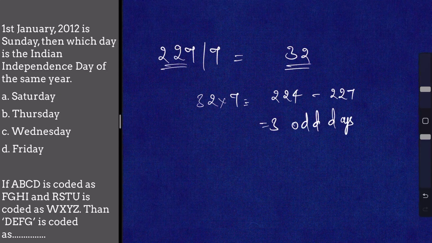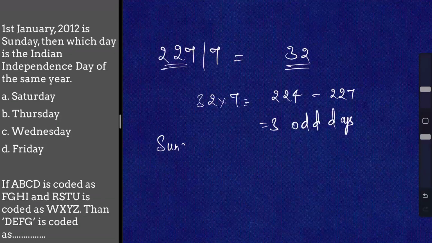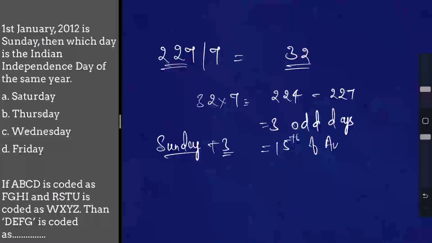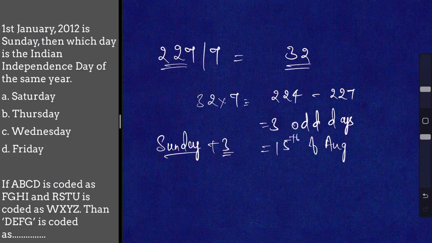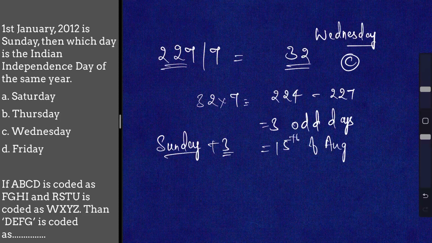Now let's go back to the question. They say 1st of January was Sunday. Now to that Sunday add 3 more days, you will get the day of 15th of August. So Sunday plus 3 days would be Monday, Tuesday and Wednesday. So the answer in this case would be option C, Wednesday. Anyway, let's proceed to the next one.